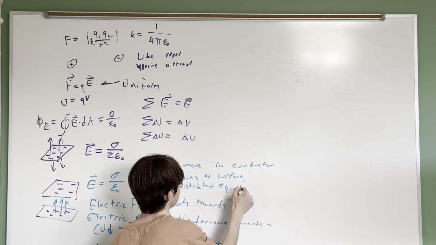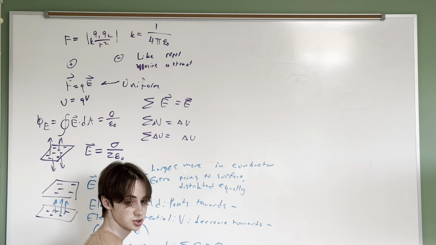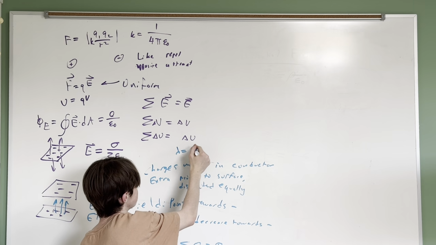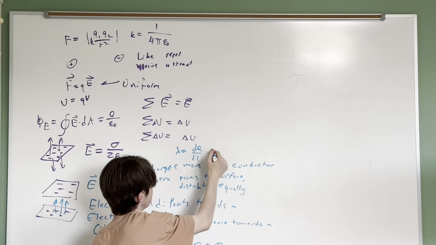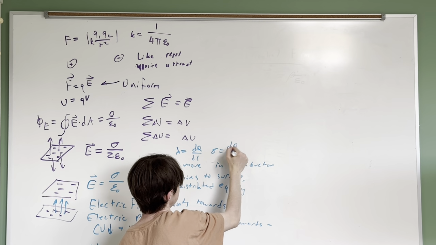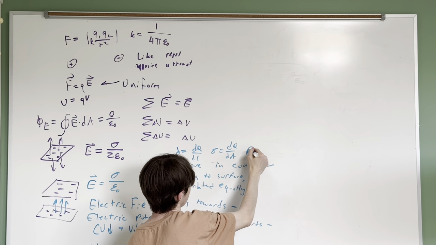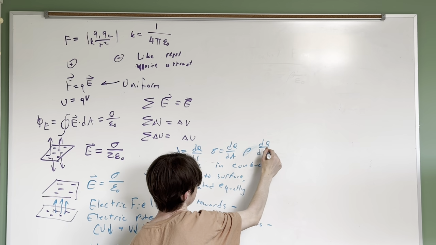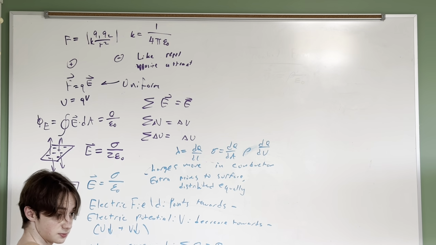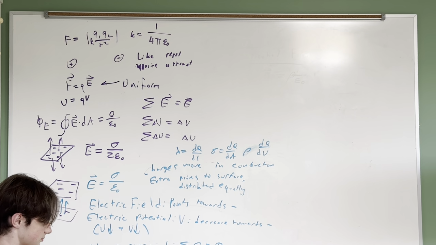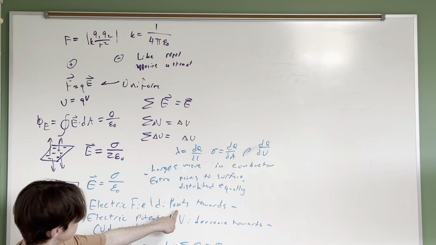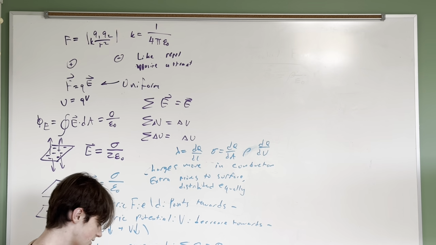You guys remember the symbols for charge distributions? Lambda is equal to dq/dl, sigma equals dq/dA, rho is equal to dq/dV. Electric field points towards negative is helpful. Electric potential decreases towards negative.